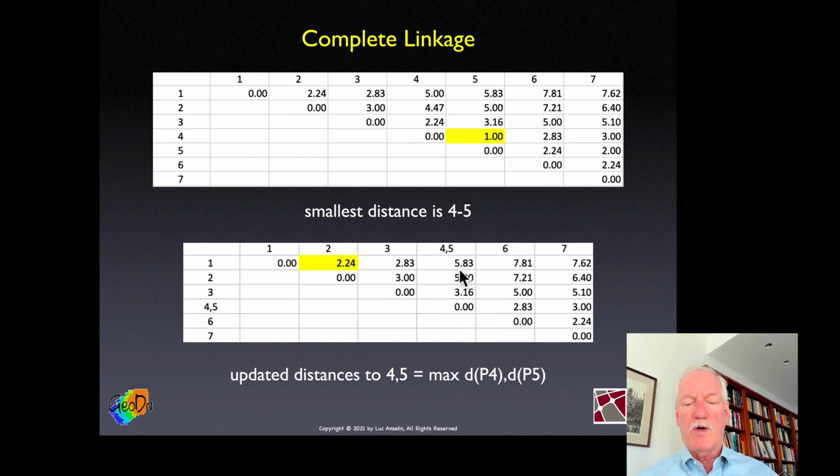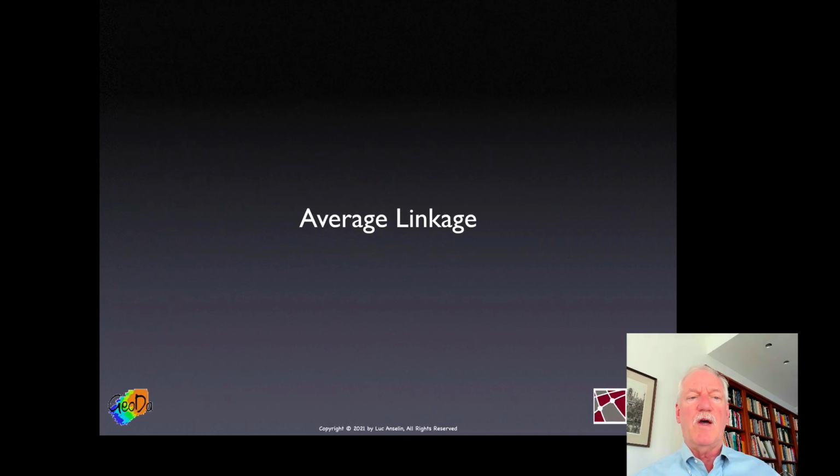We update the row and the column, and then we find the smallest number. There's actually a tie here, 2 and 1, or here 7 and 6. In the example that I worked out in the lab notes, we arbitrarily took 2 and 1, because that's also how GeoDa implements the ties. It's a random pick. Okay, complete linkage is a little better than single linkage.